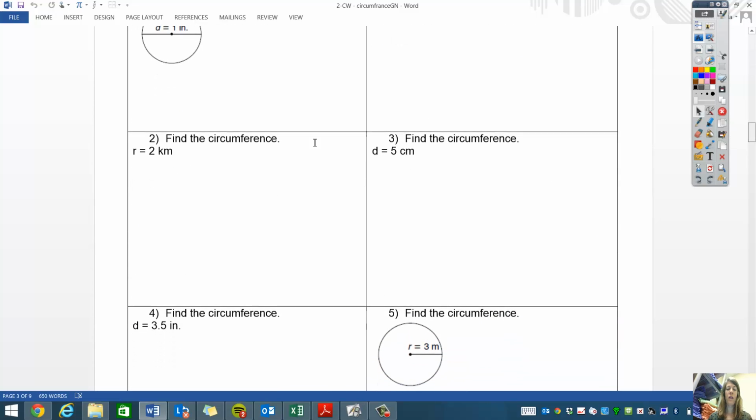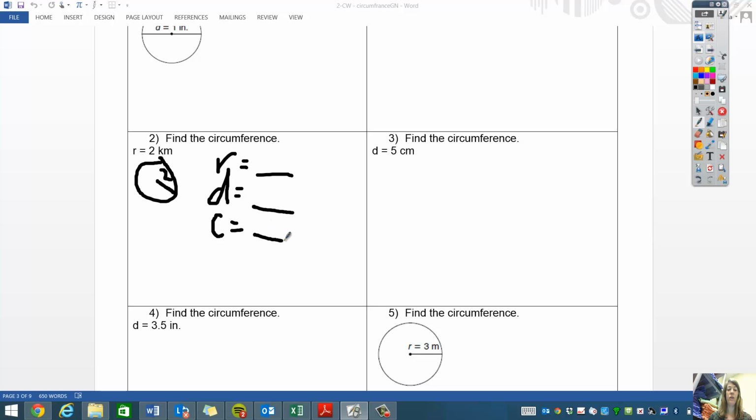Number 2, find the circumference when the radius is 2. There's no picture, so I'm going to draw it. The radius is 2. I have radius, I have diameter, I have circumference. As you know the times 2 times pi, you don't have to write it out anymore if you don't need to. So my radius is 2. 2 times 2, my diameter is going to be 4, which makes my circumference 4 times pi.